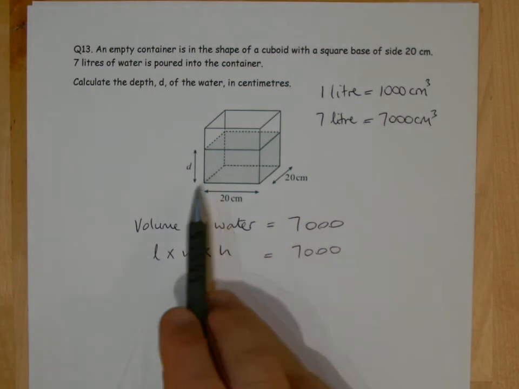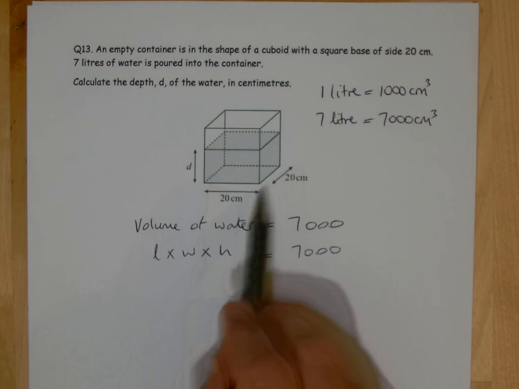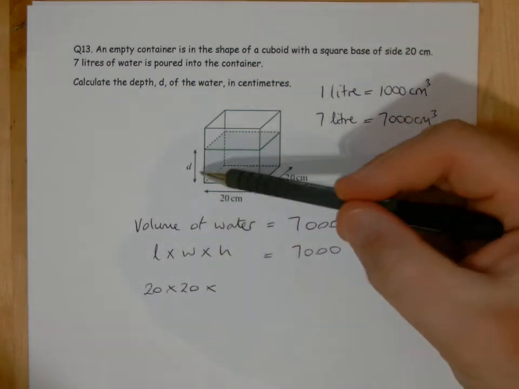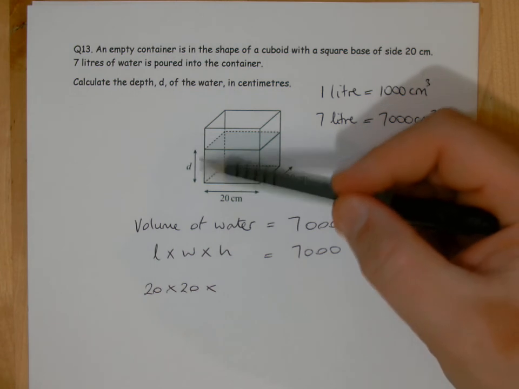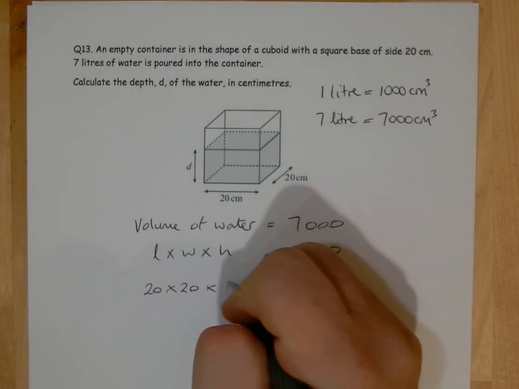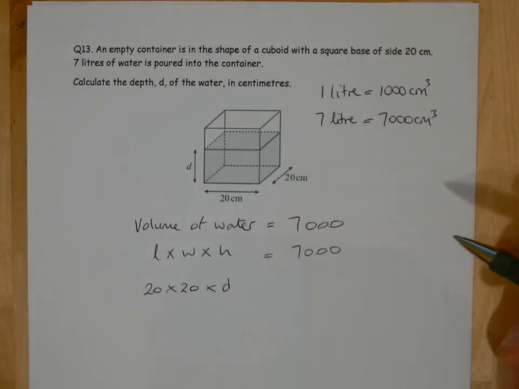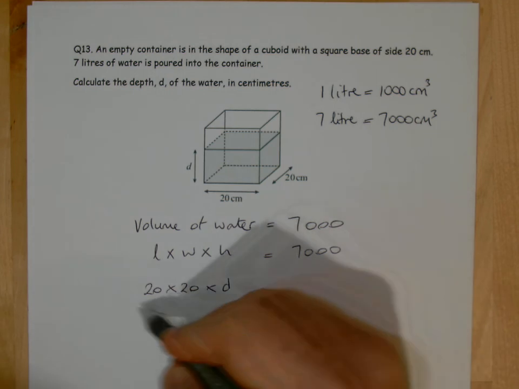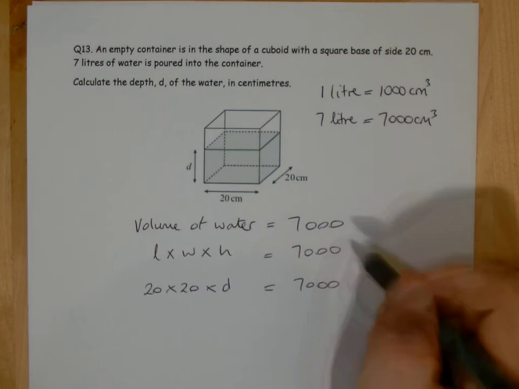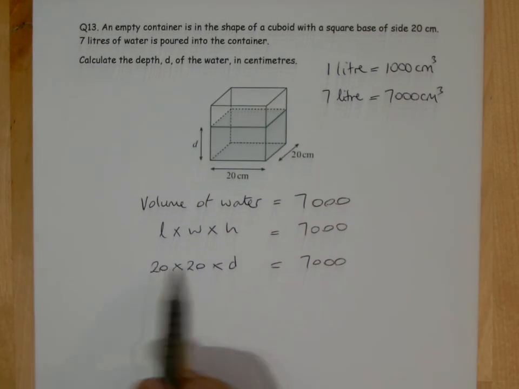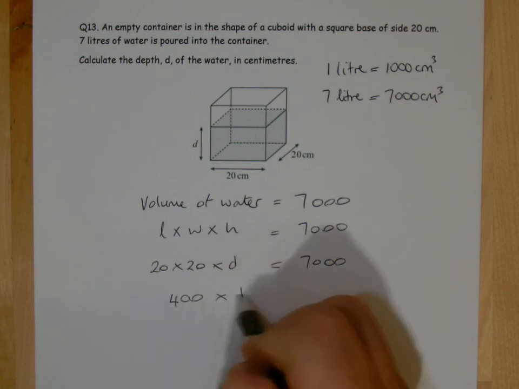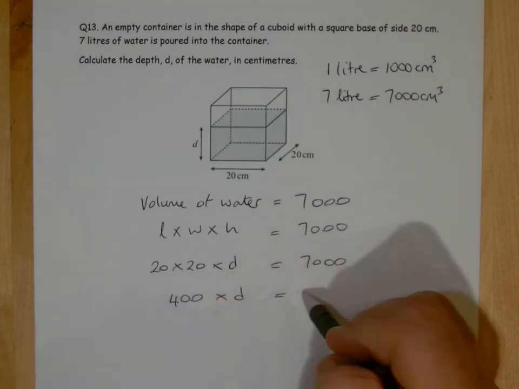Now, of course, we know the length and the width. They're both 20, so 20 times 20. What we don't know is the height of this water. In fact, they've called it D for depth. So we can call it D, but we don't know what it is. But what we do know is when you times these together, it gives you 7,000. So I can work that out to be 400, because 20 times 20 is 400, and I have this.